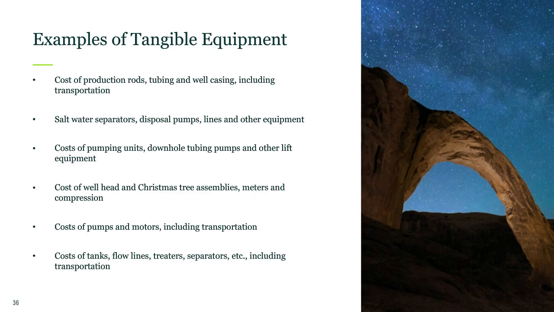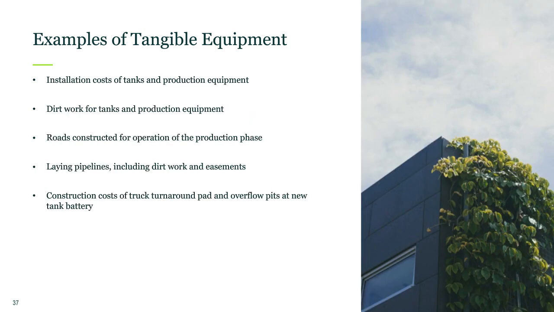Some quick examples of production rods of tangible equipment that's depreciable. You guys know what all this is: pumping units, downhole tubing pumps, et cetera, Christmas trees, pipelines, flow lines, tanks, rods, tubing, certain casing, dirt work, roads, pipelines, and construction costs.